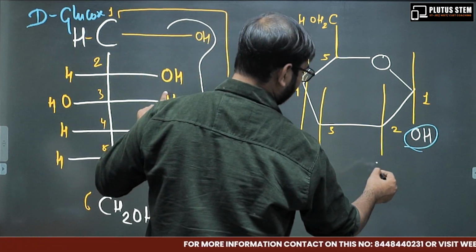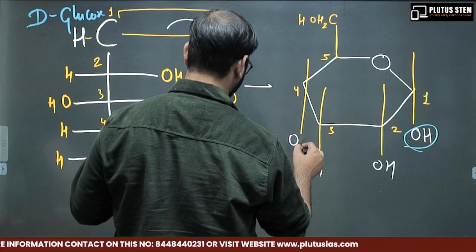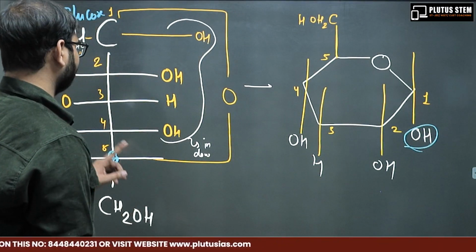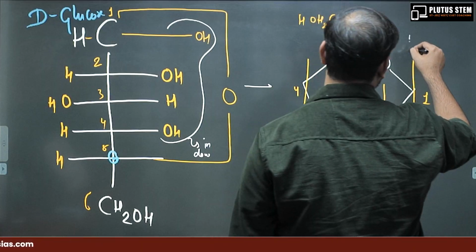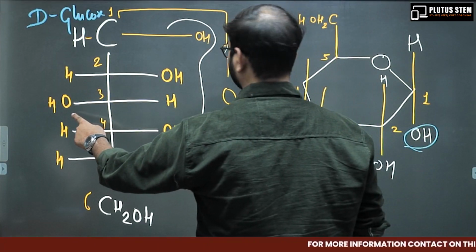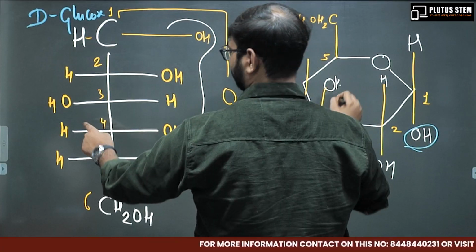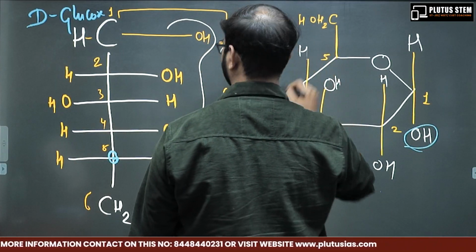OH again downward of the plane, hydrogen downward of the plane, OH downward of the plane. Whatever the groups that are now left, they will all be marked above the plane. So for the first case, hydrogen outside of the ring. For the second carbon, it is again hydrogen. For the third carbon, it is OH group. For the fourth carbon, it is again hydrogen.